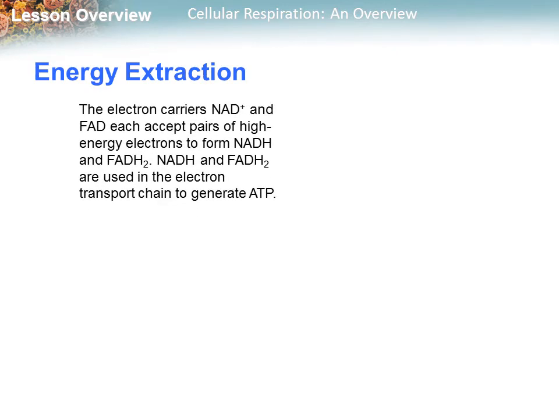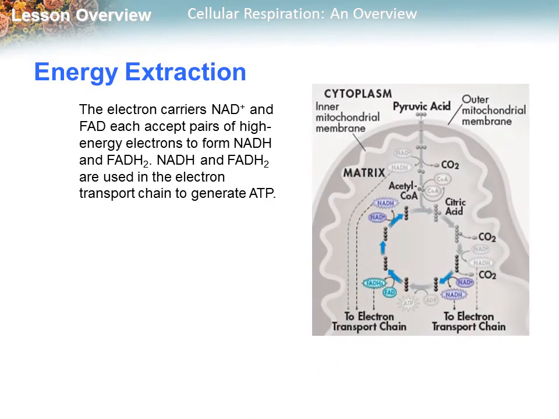The electron carriers NAD and FAD each accept pairs of high energy electrons to form NADH and FADH2. NADH and FADH2 are used in the electron transport chain to generate ATP.